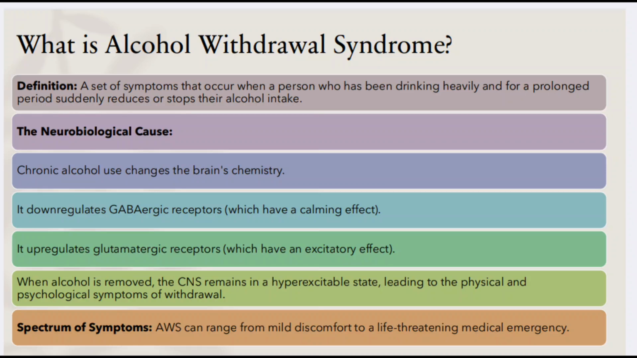The neurological causes. Chronic alcohol use can change the brain's chemistry. It downregulates the GABAergic receptors, which have a calming effect. It upregulates the glutamatergic receptors, which have an excitatory effect. This means it reduces the action of GABAergic receptors and increases the action of glutamatergic receptors. When alcohol is removed, the CNS remains in a hyperexcitable state, which leads to the physical and psychological symptoms of withdrawal.